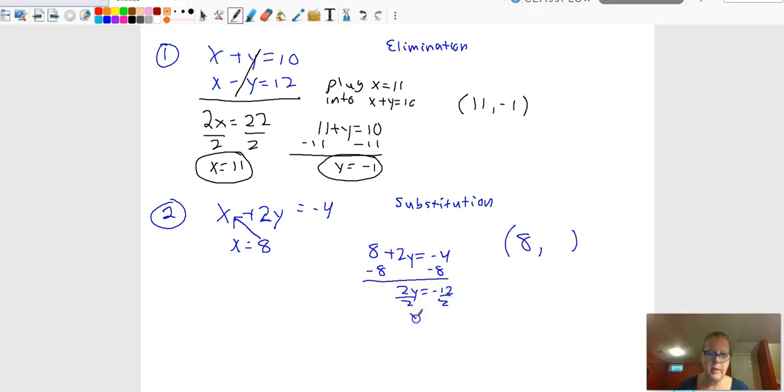Divide by 2. And this is another case where these two lines, if you graph these two lines, they would cross one time at (8, -6).